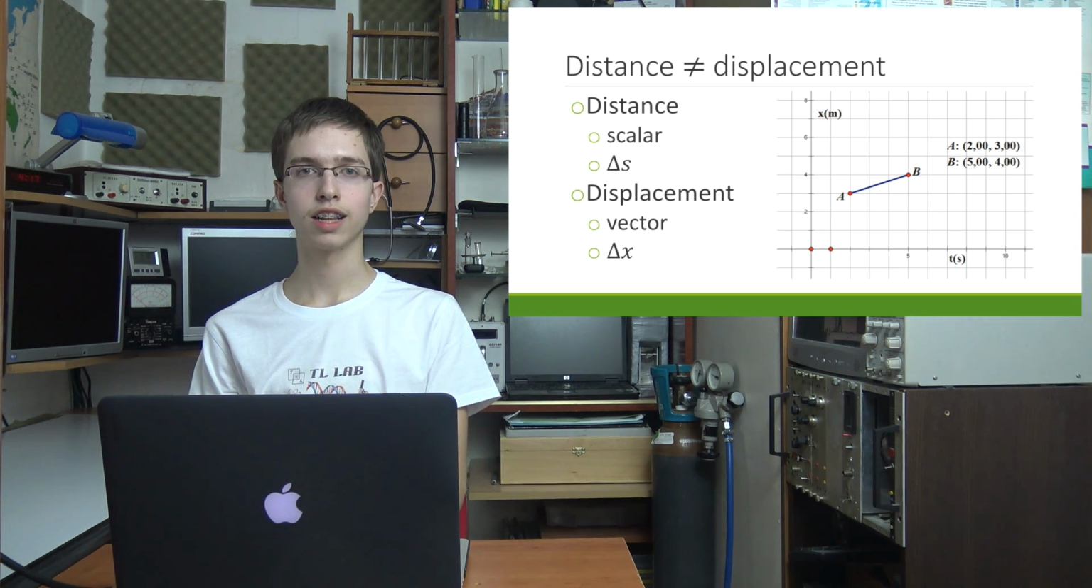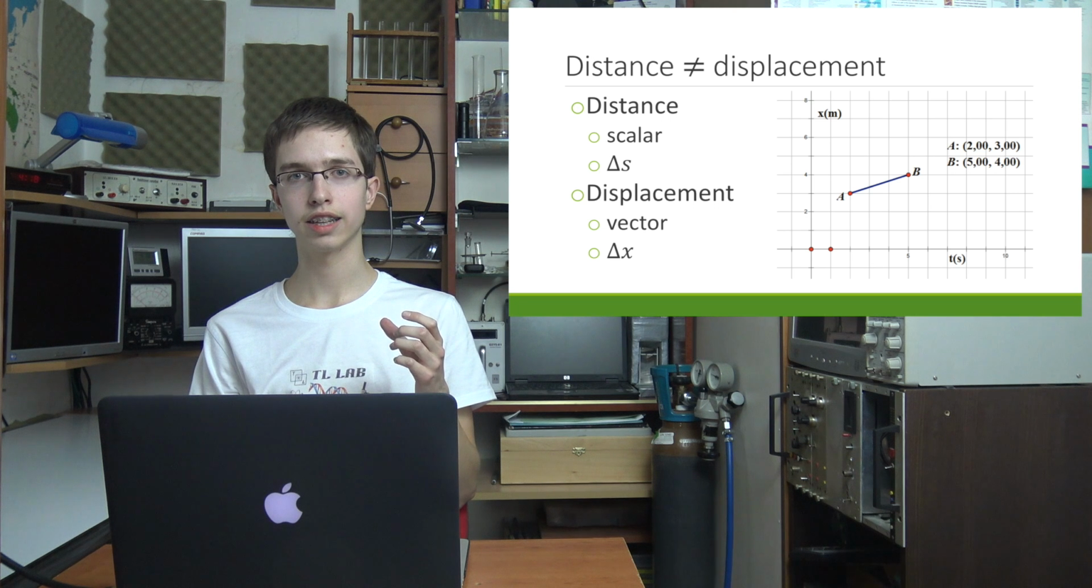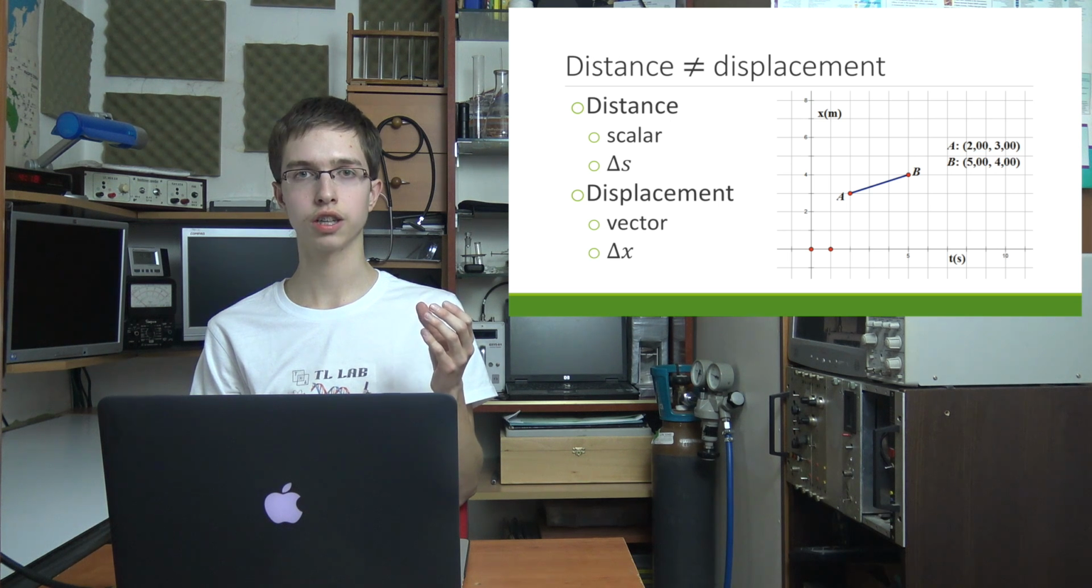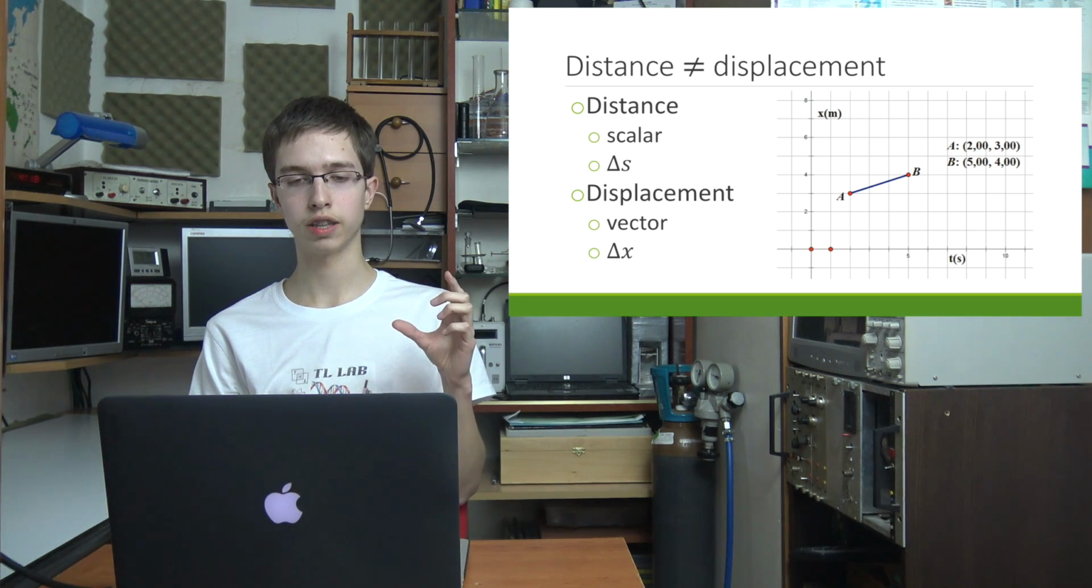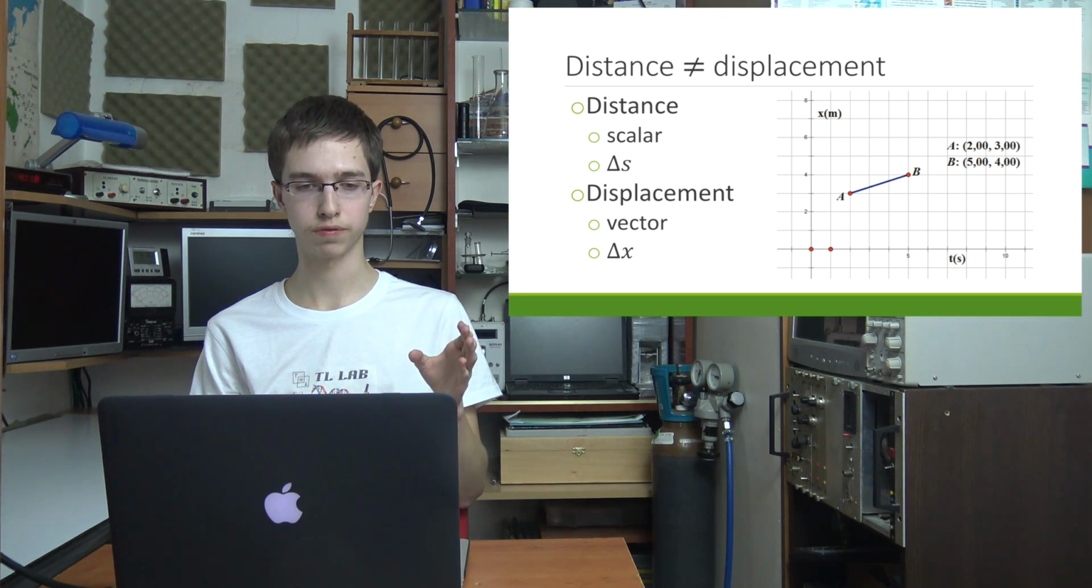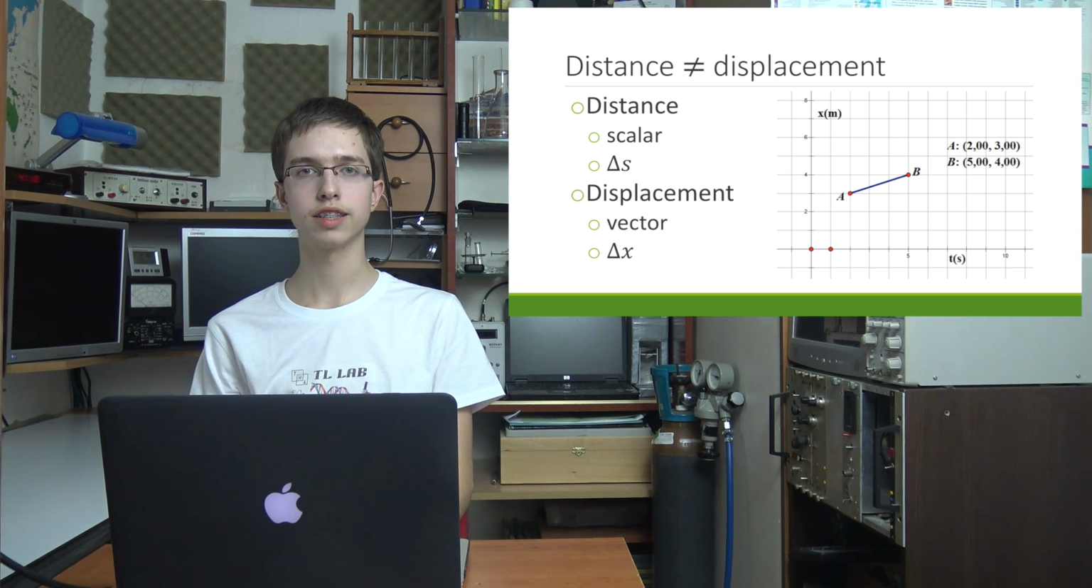Distance is marked as delta S. Delta indicates this change in distance, so the change of positions between A and B. And displacement is a vector, meaning that it has a magnitude and also has direction, so it also includes in which direction the body moved. It's marked as delta X.